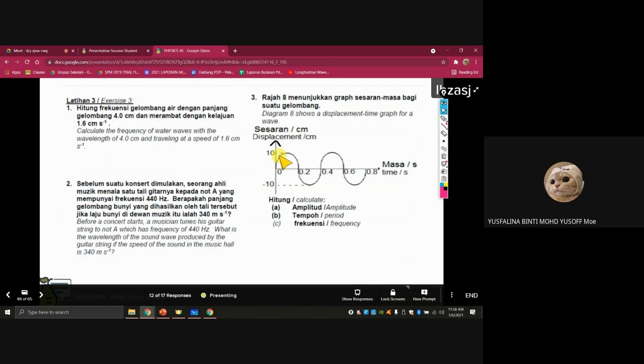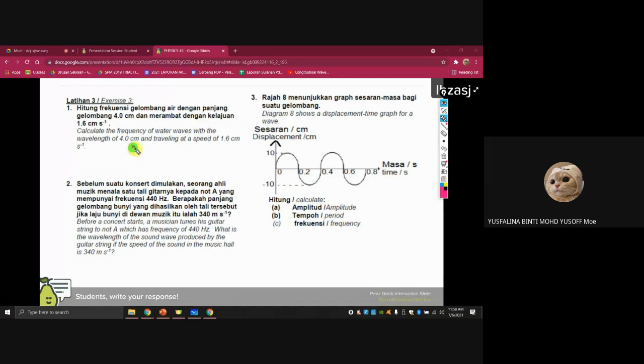Okay, so let's answer number 1. They ask you to find the frequency and they give you the wavelength. The lambda is 4 cm and the velocity is 1.6. So v equals f lambda. You need to find f. 1.6 divided by 4, so you get 0.4 hertz.